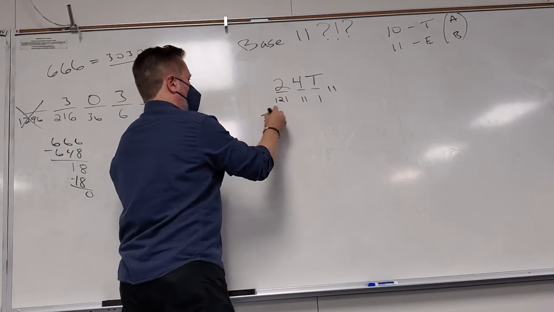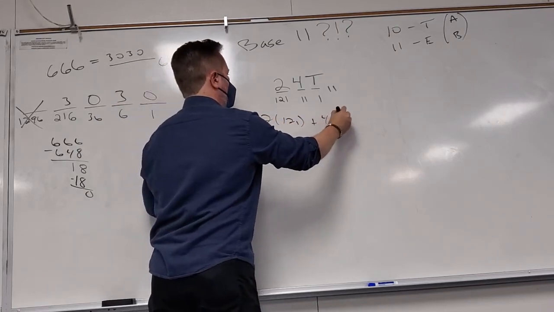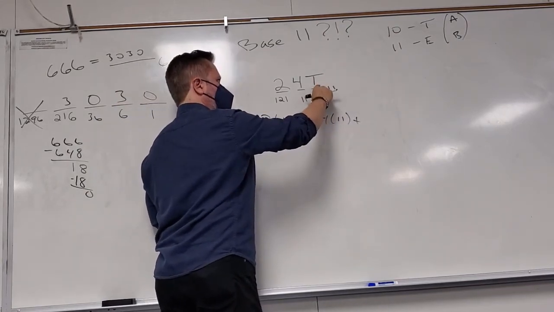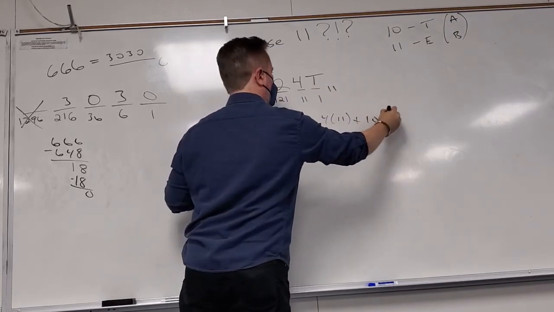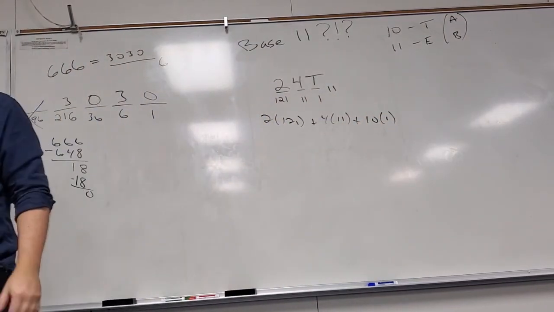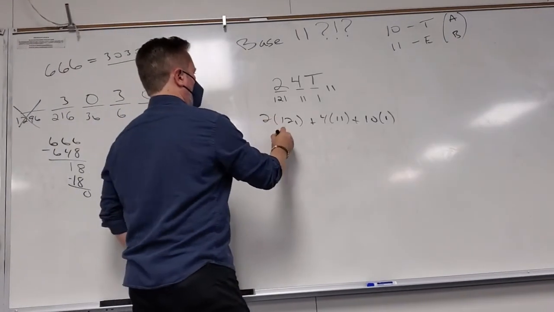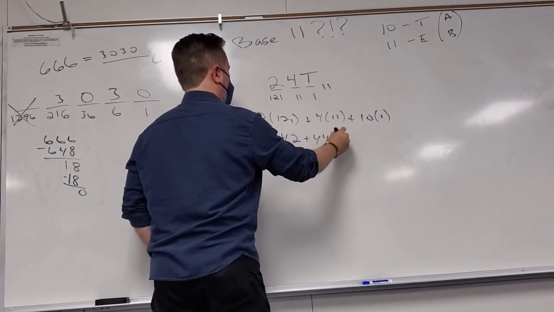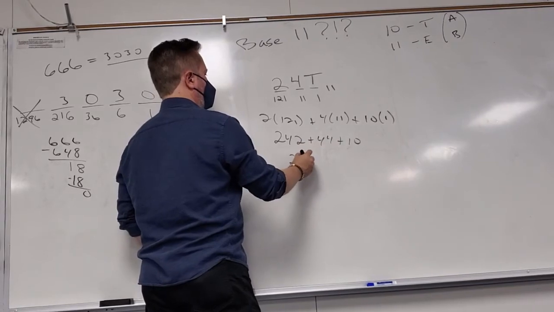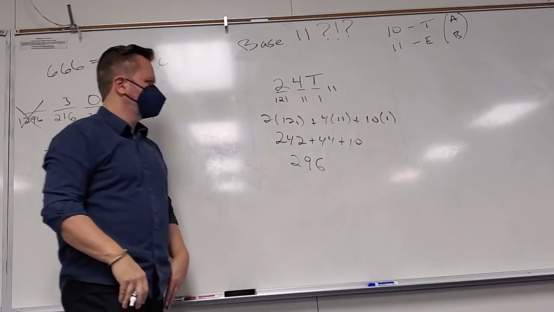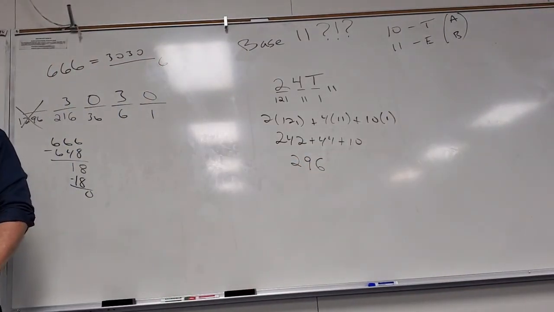This is beautiful. I got 2 121s plus 4 11s plus 10 ones. It's the same math. It's the same thing, right? Okay? Yes? So you get 242 plus 44 plus 10, which is 296, I think. Crazy sauce. 296. Yay!